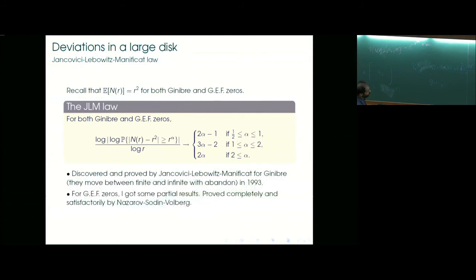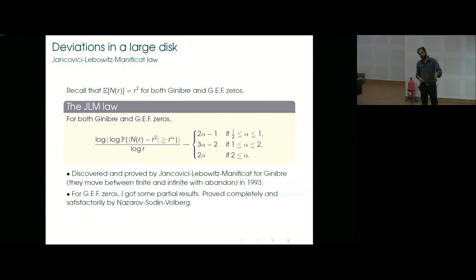Whereas for alpha between 1 and 2 there is a different behavior, and for alpha between half and 1 there is a different behavior. Square root r is the standard deviation, so below alpha equals half there is no meaning to ask this question. Anyway, n of r deviates from its mean by order of square root r. So we go from half to 1, 1 to 2, and 2 onwards, and there are completely different exponents here: 2 alpha minus 1, 3 alpha minus 2, and 2 alpha.